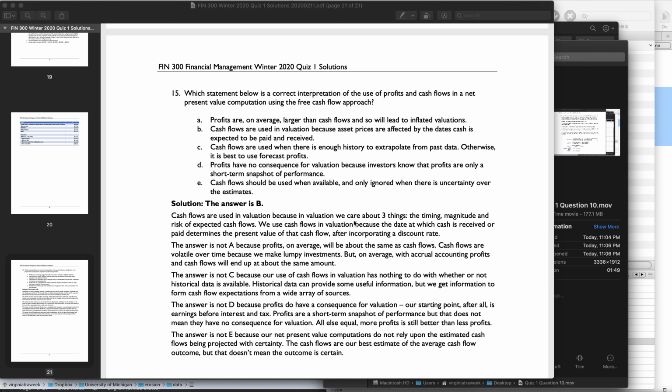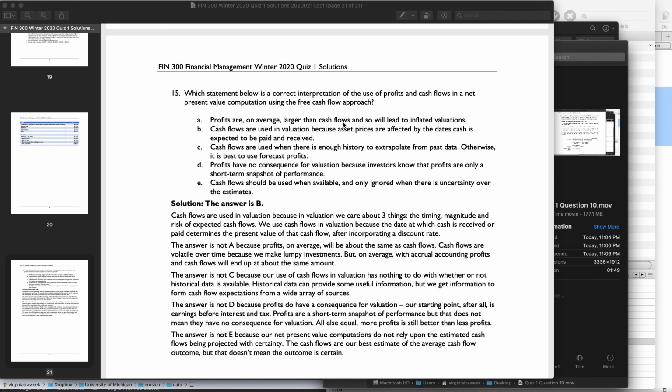This is an intuition question. So, profits versus cash flows, what should we consider when we're using them in an NPV calculation? Let's just go through these answers and talk through them.